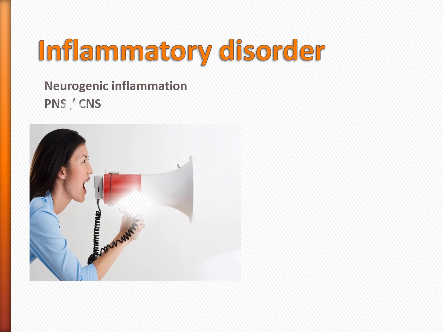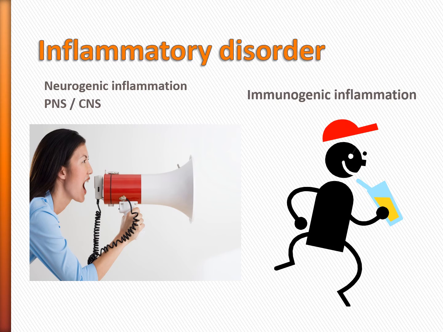So we have neurogenic inflammation, where there's some problem in the central nervous system and the peripheral nervous system. Or immunogenic inflammation, as we know, the autoimmune disorders.